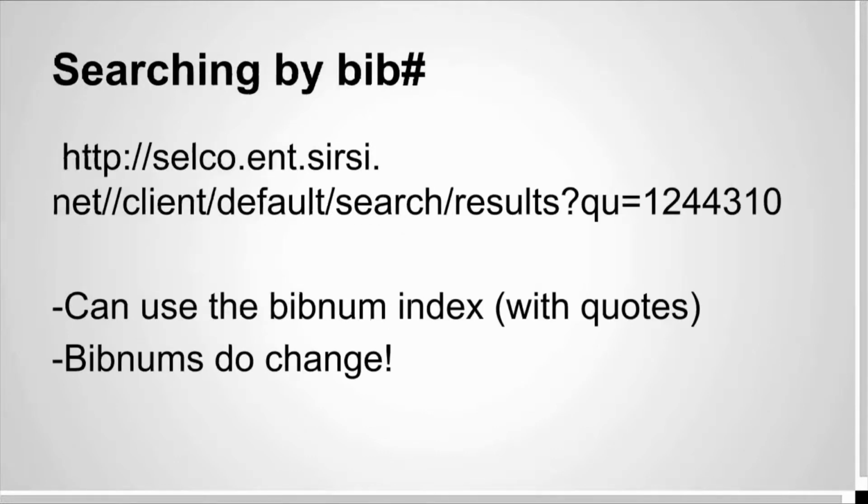So, okay. You can search by bib number. You can form it like that, and obviously where mine says default, you would change it to be your profile location. And then this gives you the exact bib number, and it's going to bring you to the detailed display, the full record of that specific bib record. We do have a bib number index built into the SELCO default search. So you can search by a specific bib number right in the search box, but you'll want to put quotes around it because it's an exact search.